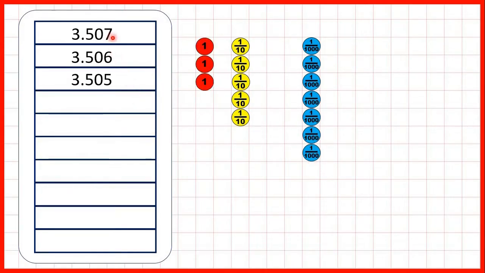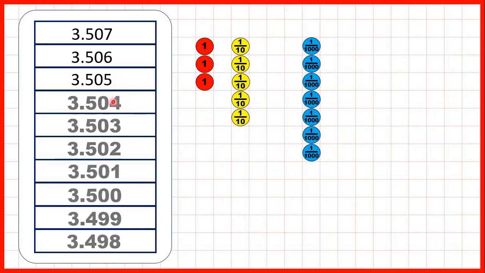Now 3.507, 3.506, 3.505. What are the following numbers in this sequence? Well, we're counting back in thousandths, and that's similar to counting back in ones, except that we get 3.500, and we don't write zeros on the end of decimals because 3.500 is the same as 3.5.